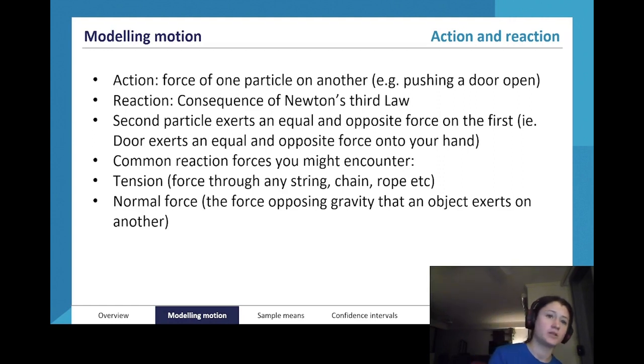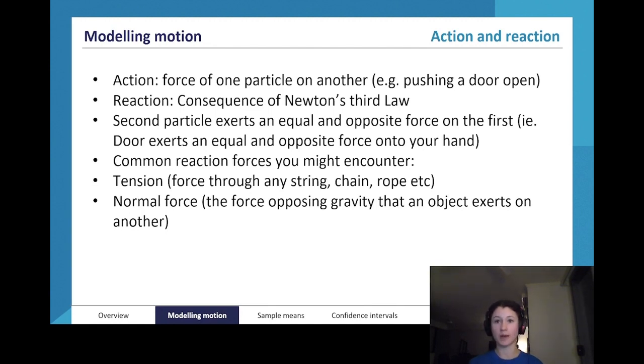So, some common reaction forces you might encounter are tension, which is a force through any string, chain, rope, or any similar string-like object. And normal force. Normal force is the force opposing gravity that an object exerts on another.